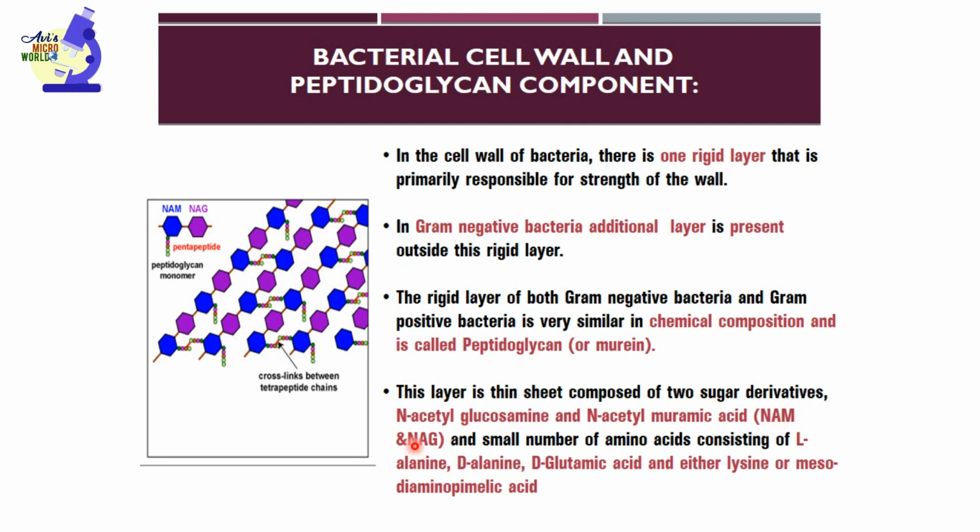The N-acetylglucosamine and N-acetylmuramic acid are the two sugar derivatives, and a small number of amino acids consisting of L-alanine, D-alanine, D-glutamic acid, and either lysine or meso-diaminopimelic acid. So these are the two different components which are mainly present in the peptidoglycan.